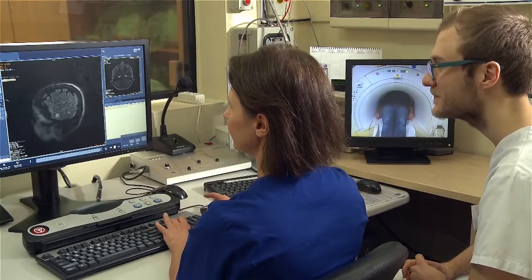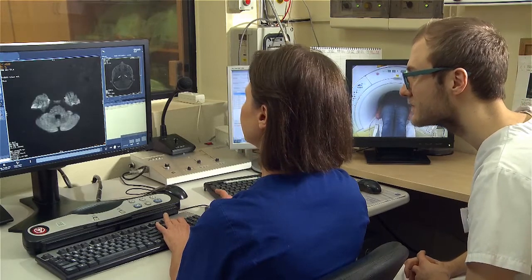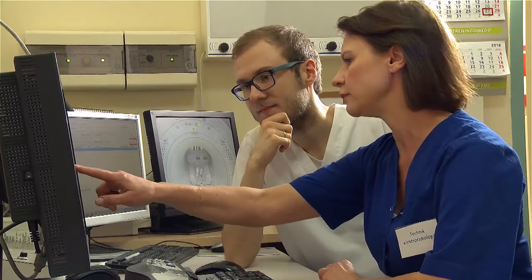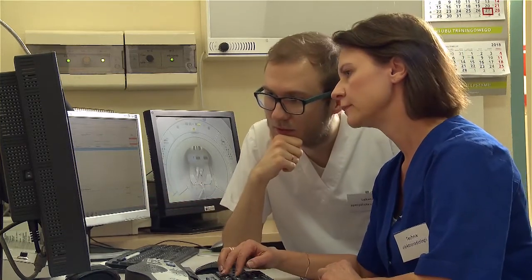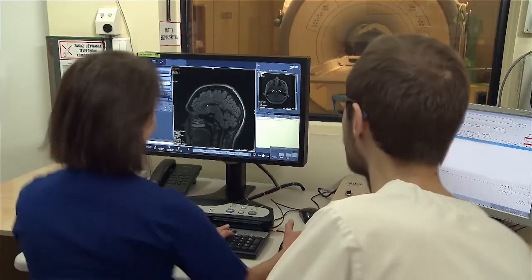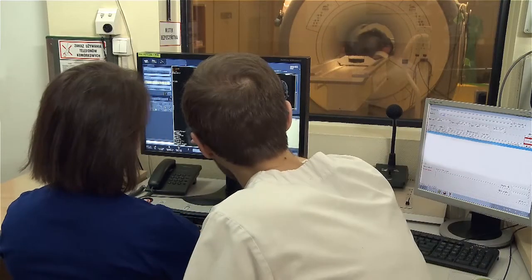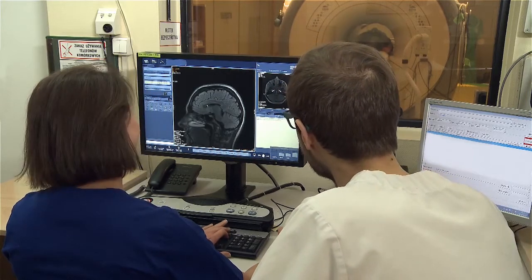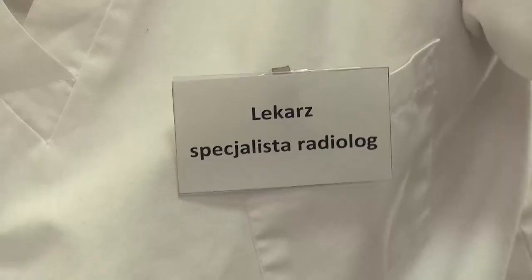A magnetic resonance examination is performed by a team consisting of a radiographer, a nurse, and a radiologist. The latter supervises the examination by specifying the method to be used and modifying the procedure as required by the situation. Radiologists always make the final decisions, so they must be present during the examination.